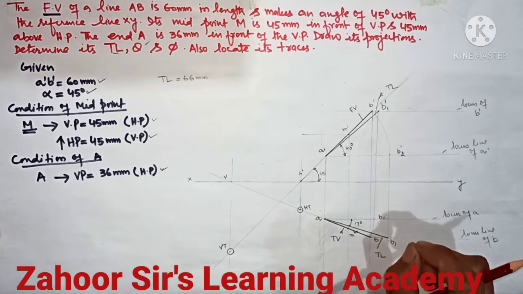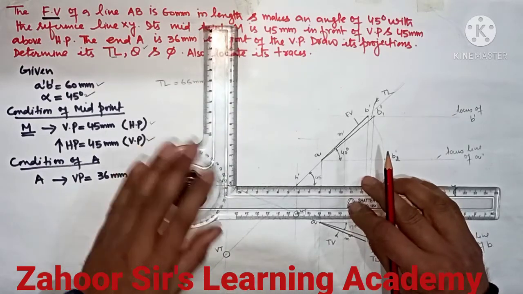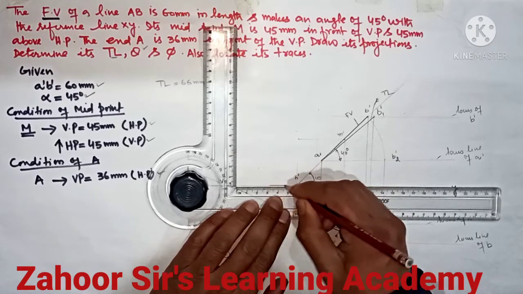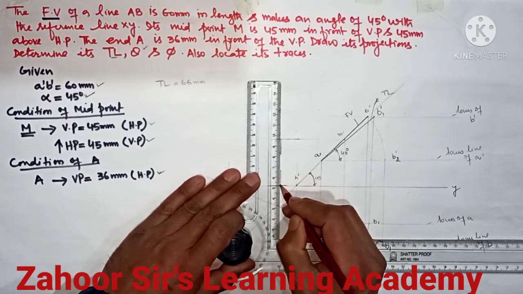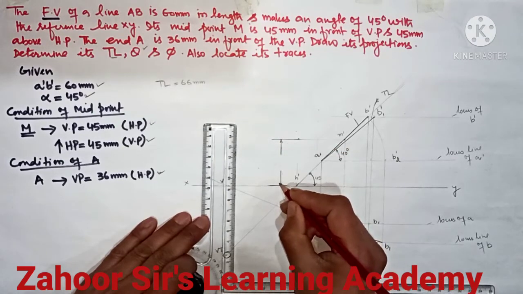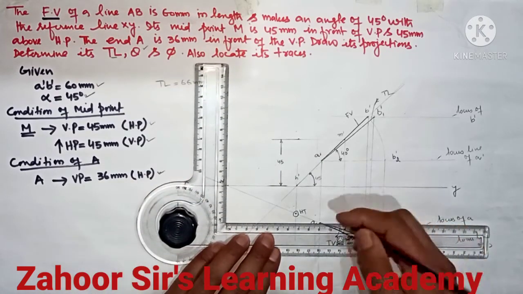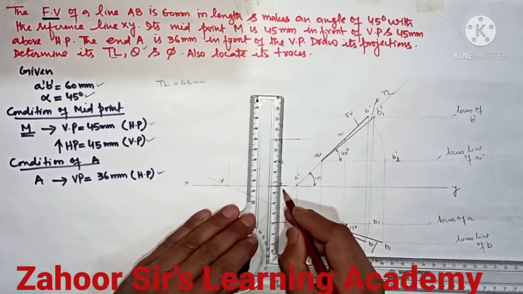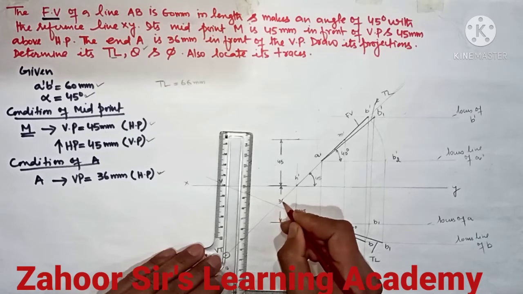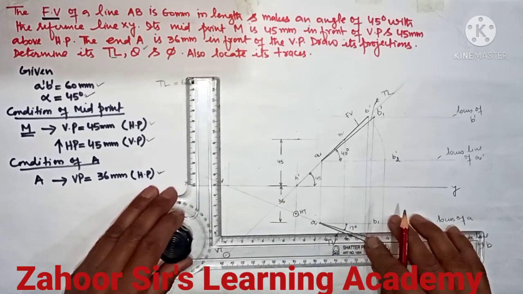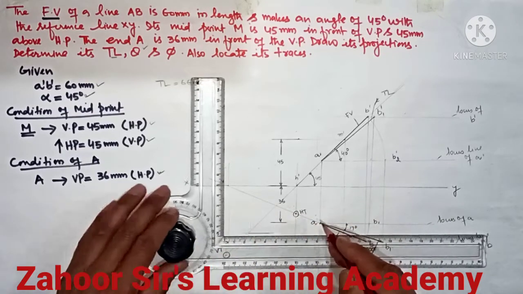Remember, my dear students, in case of a line, a trace is a point. Now we'll give the important dimensions. So this midpoint was at a distance of 45 mm. So we'll show this distance. So that's how you need to give the dimensions, my dear students. So this was at 45 mm. So similarly, this point, the A point, it was at a distance of 36 mm from here, and the midpoint here again, it was at a distance of 45 mm from this point to this point.